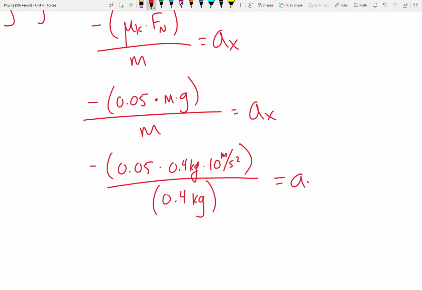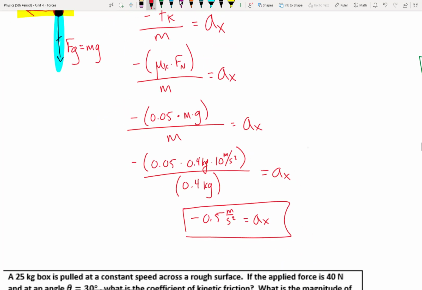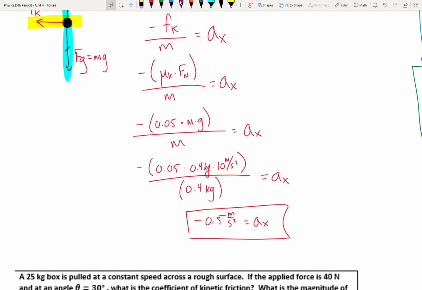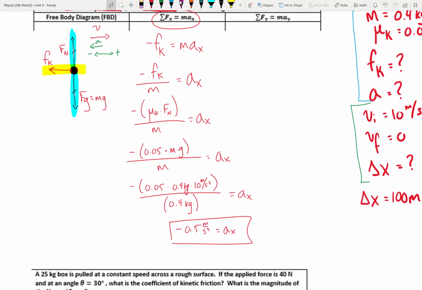So here's our acceleration in the x. I got minus 0.5 meters per second squared. That's my acceleration in the x. If you called to the right the negative direction, then you'd get a positive 0.5 meters per second squared. Either way, that acceleration has to be to the left, in the opposite direction of the object's motion.